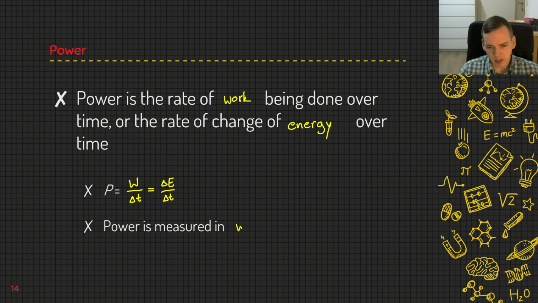Power is measured in watts, which we write as 1 W, and 1 watt equals 1 joule per second, which makes sense if you look at our units up here. Work is in joules. Change in energy in joules, time is in seconds, so this is our units here.